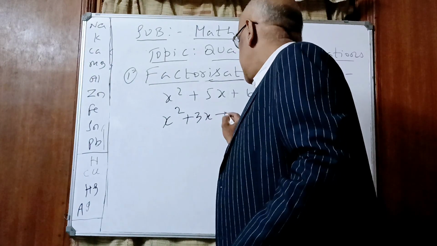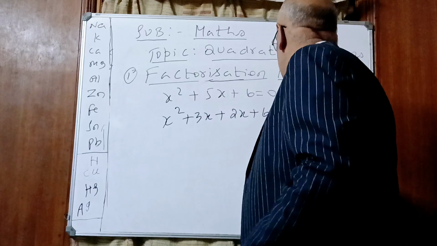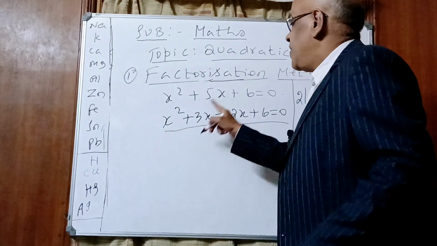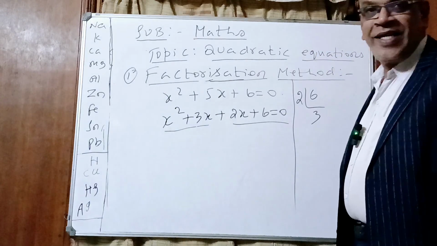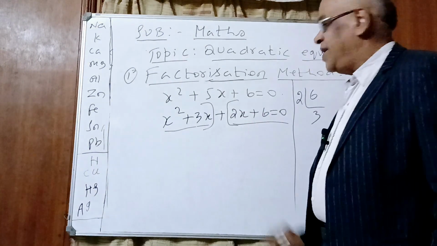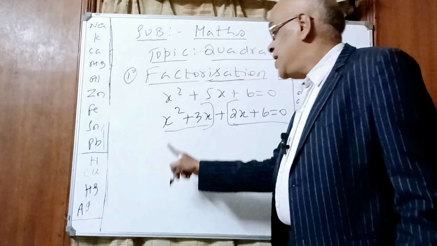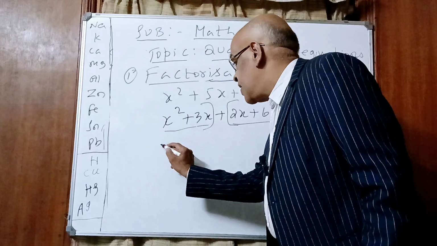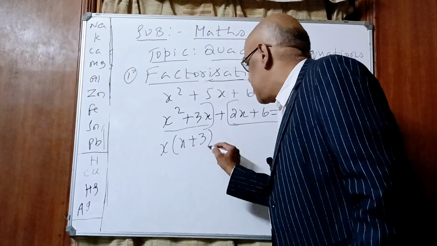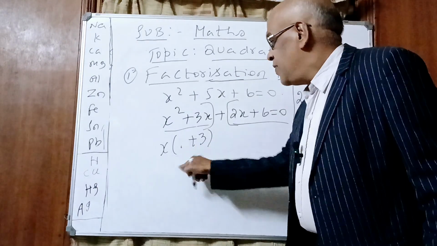x square plus 3x plus 2x plus 6 is equal to 0, children. Now, I told you, we have split 5x into two numbers. Yes or no, children? Now this is one pair, this is another pair. Interesting or not? Yes. Now take out the common factor, children. x squared plus 3x, what is the common factor? x. What is left here? x plus 3.